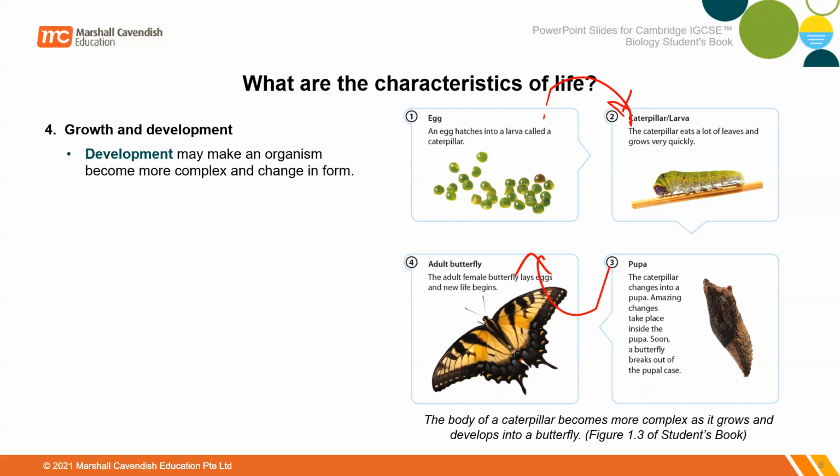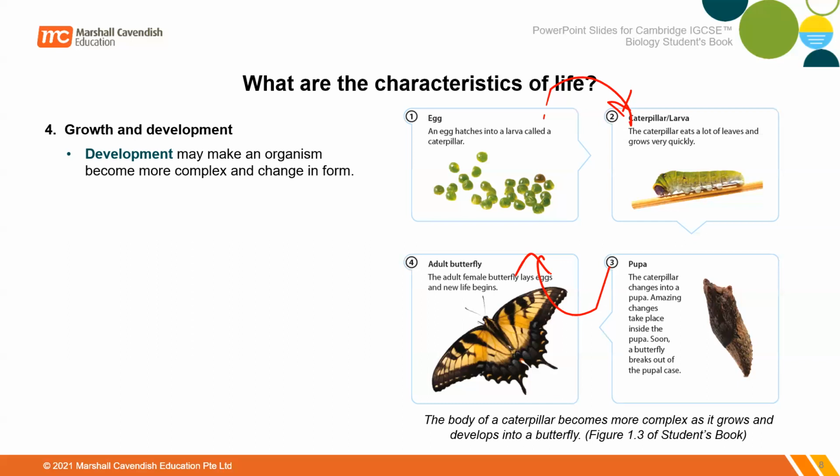This is called development of an organism. If we want to study the body of the caterpillar, you will find that the first phase is the egg phase. And then the egg phase changes to the larva, which is the caterpillar, and it eats a lot of leaves and grows very quickly or rapidly. There is a fast rate of growing.